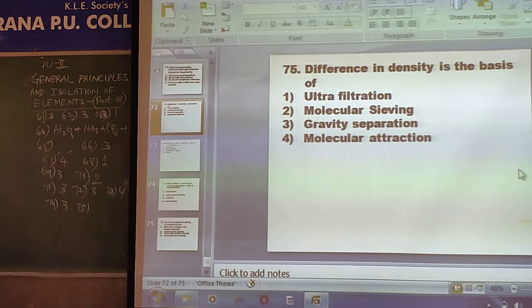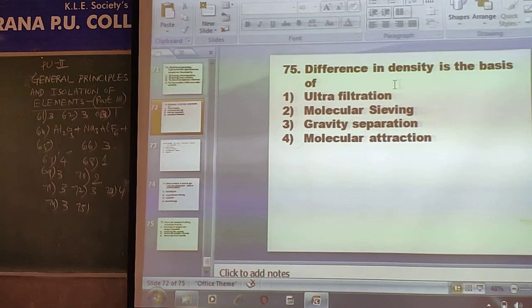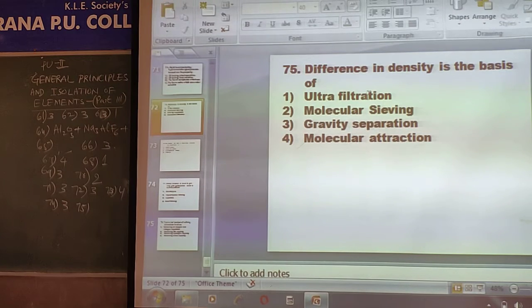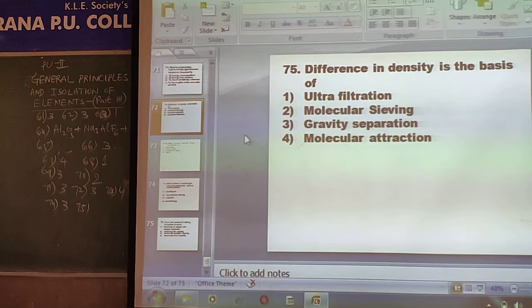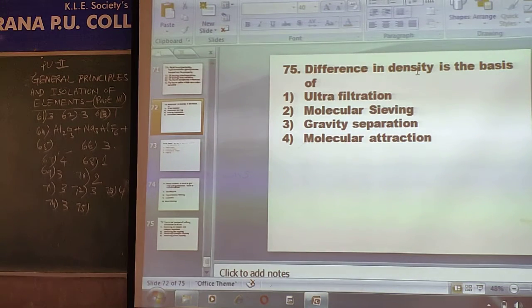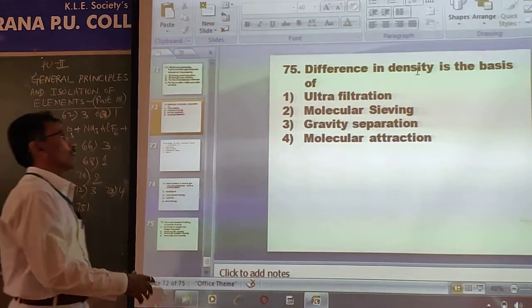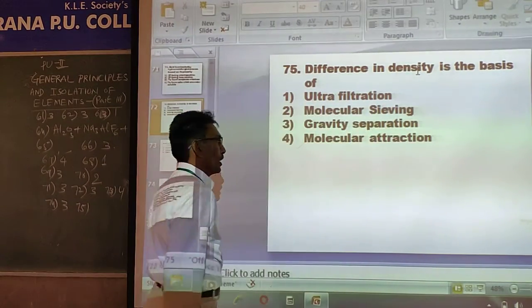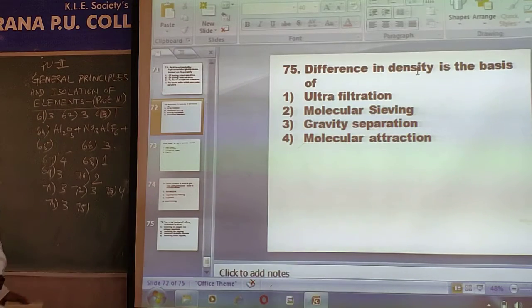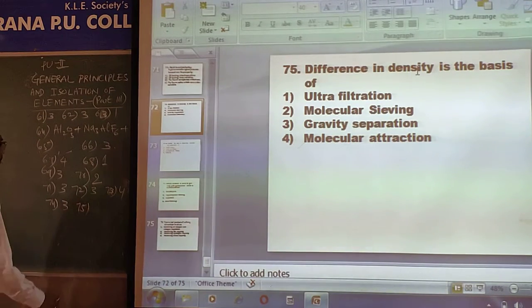Right. Difference in density is the basis. Where is it observed? Ultrafiltration is not it. Molecular sieving is not it. Gravity separation is it. Gravity separation is based on heavier density particles settling at the bottom, while lighter density particles float along with the stream of water. So the answer is 75.